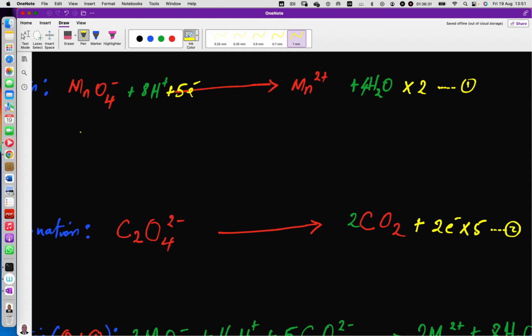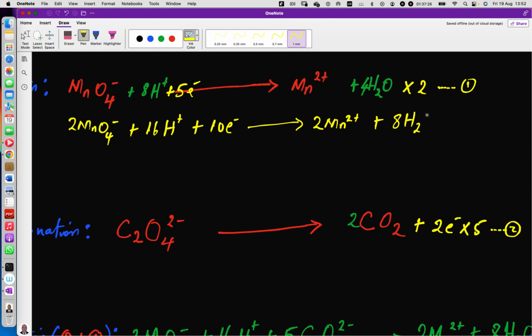So if we multiply this out, our product here will be 2 MnO4 minus, plus 2 times 8, which is 16 hydrogen ions, plus 10 electrons, to give 2 Mn 2+, plus 2 times 4, which is 8 water. That is still equation 1.